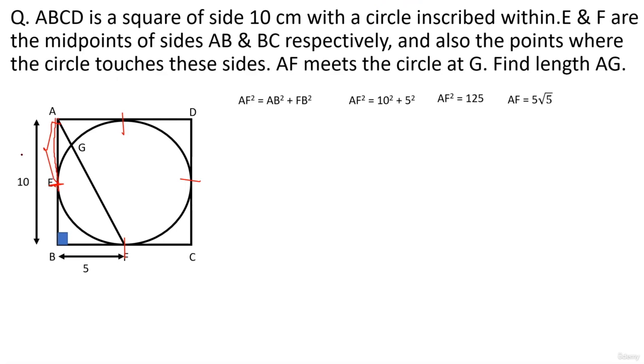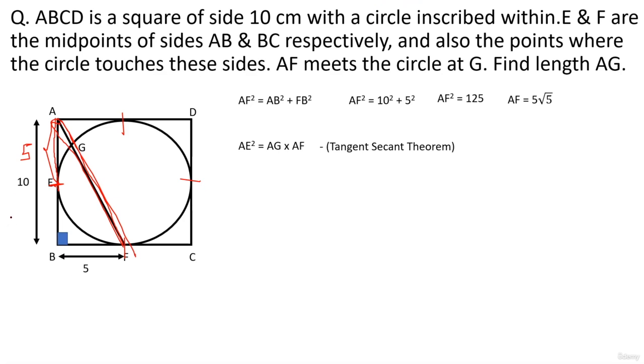AE again will be 5 units because E is the midpoint of AB, right? And now we can say that AE is a tangent. Similarly, AF is a secant, right, guys? So if AF is a secant and AE is a tangent, we can say AE square is AG into AF by the tangent secant theorem, right?